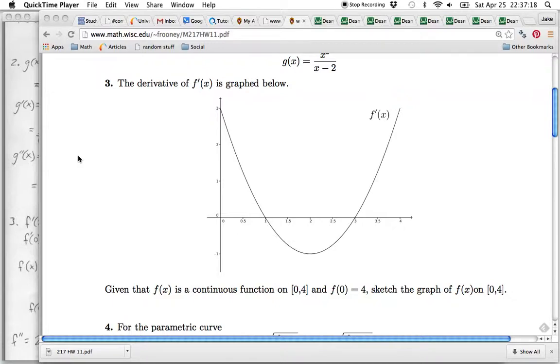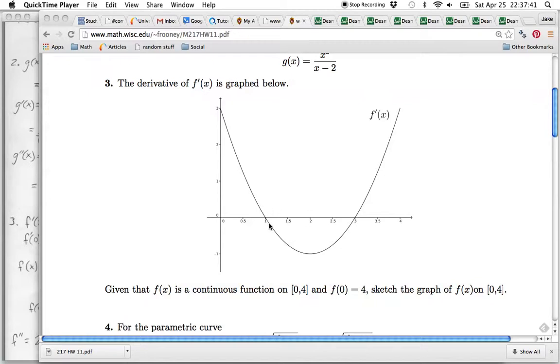All right, we're not given an explicit formula in number 3, and we're given a graph of the first derivative, so that's a little bit different. And we're told that the function itself, f of x, is continuous on this part, and that we have kind of an initial condition there. And so we're going to have to work backward.